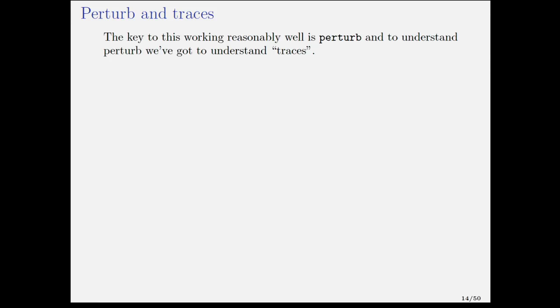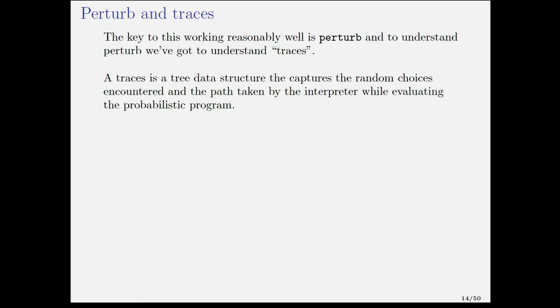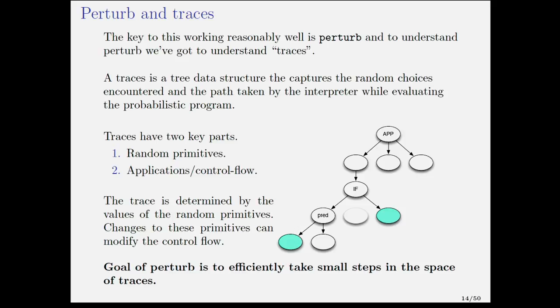All right, so to understand perturbs, we have to talk a bit more about traces. So traces, as I was talking about, are these structures that keep track of the way that the program has unfolded. It's a tree data structure capturing the random choices that have been encountered in the evaluation of the program. And it uniquely determines the path that was taken by the interpreter while evaluating the program. So it looks something like that. So this here's a depiction of a trace.